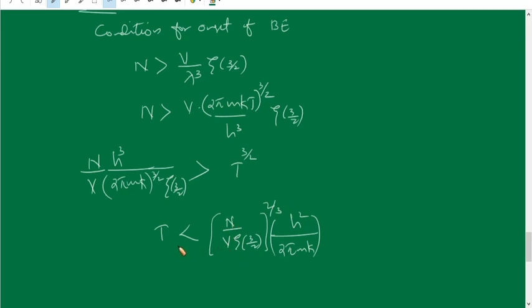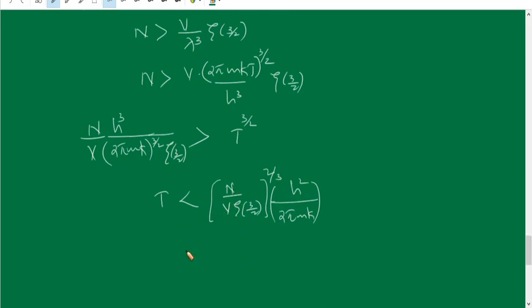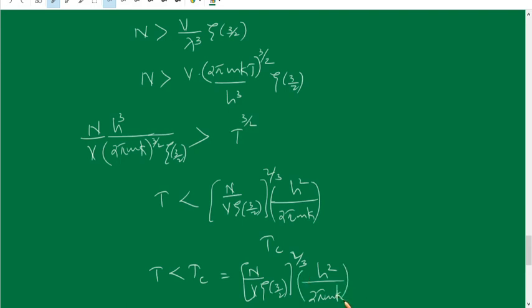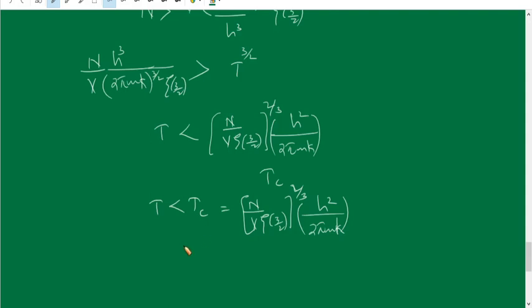Only then does Bose-Einstein condensation happen. So this value is called Tc. So T less than Tc, which is equal to n divided by V zeta raised to 2 by 3, h square by 2 pi m k. This is called the transition temperature.